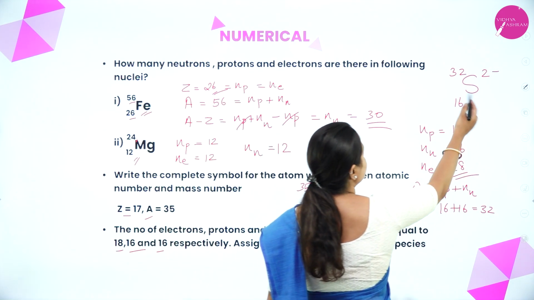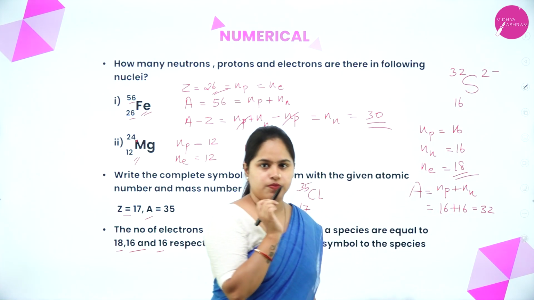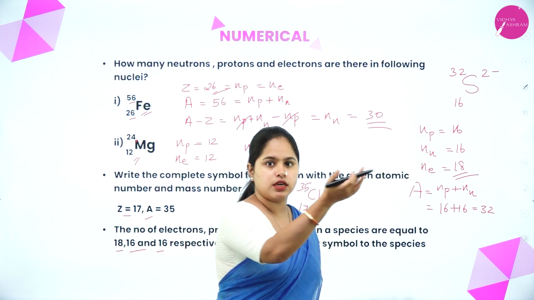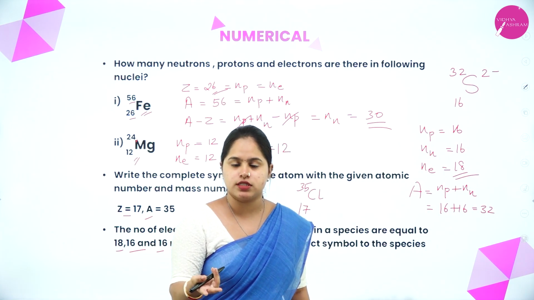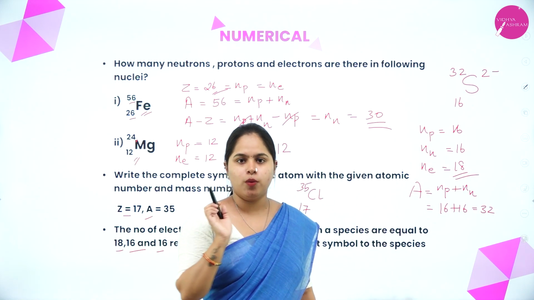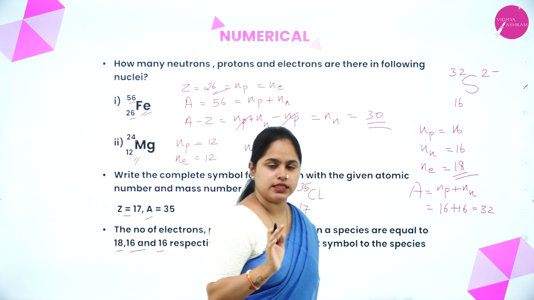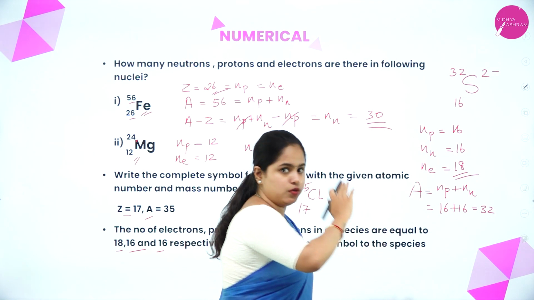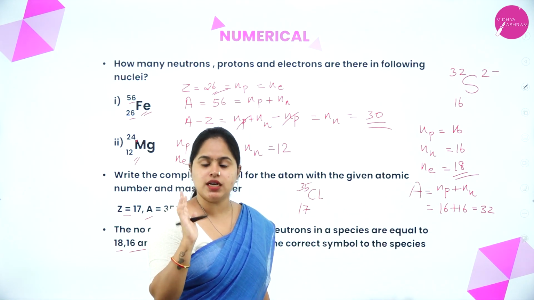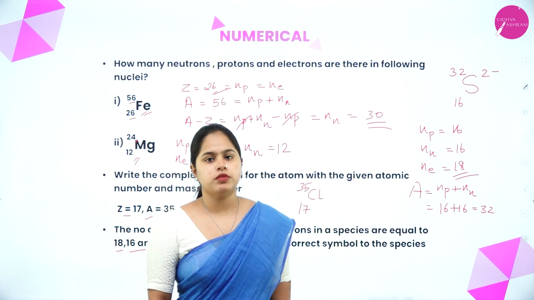Now in total, what will be the number of electrons? It is 16 plus 2. A 2 minus charge is written because there are 2 extra electrons present. So we were able to understand it because the number of electrons here is 18 and the number of protons is 16. So it is not equal, 2 extra are there, so that is written as 2 minus. I hope this is clear.